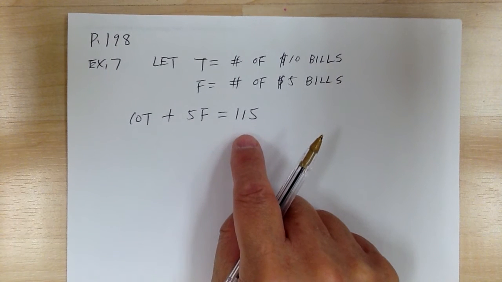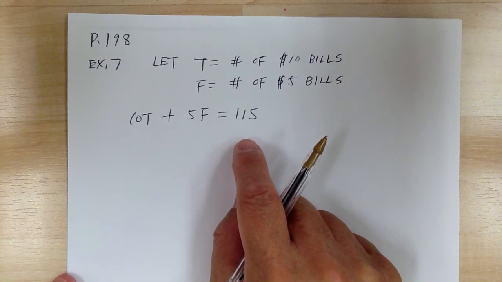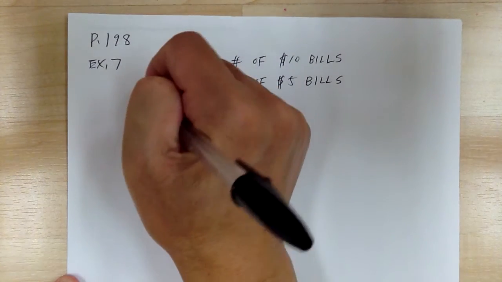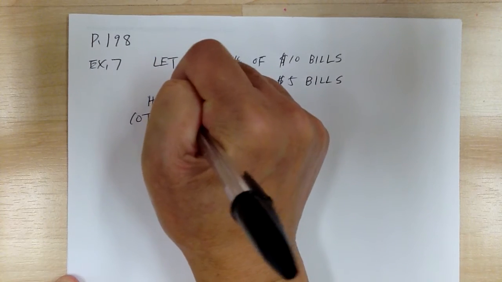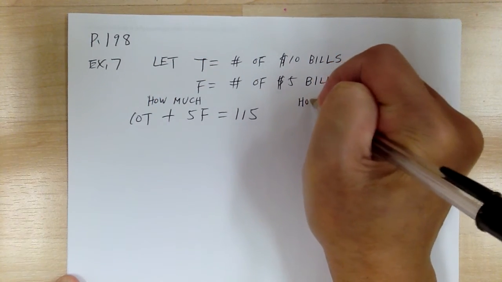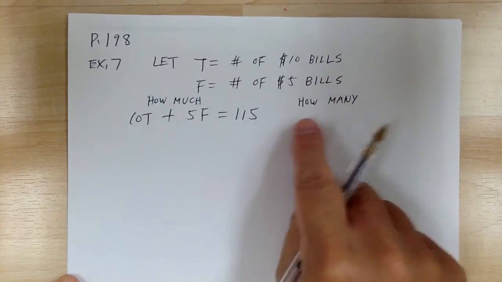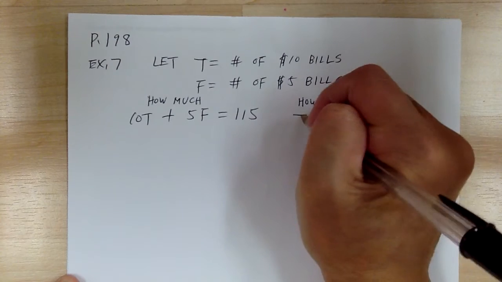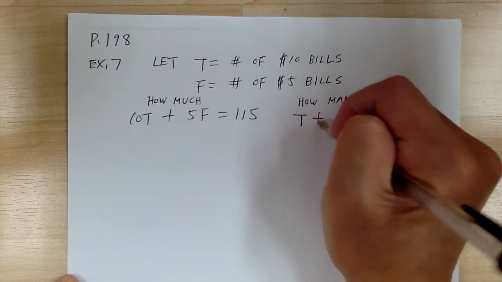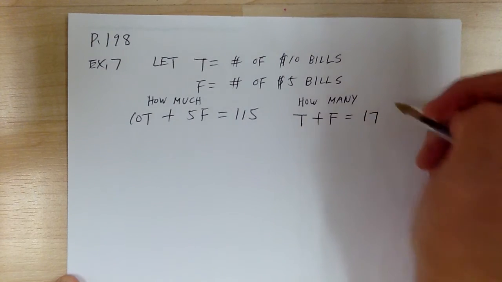Next, you need to go to the next sentence. It says if his wallet contains 17 bills. So this is based on how many. The next equation is based on how many. There are a total of 17 bills. That means the number of $10 bills plus the number of $5 bills equals 17.